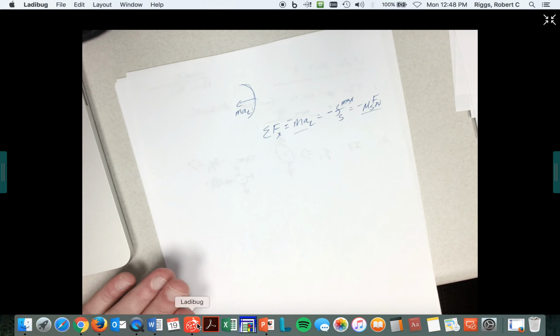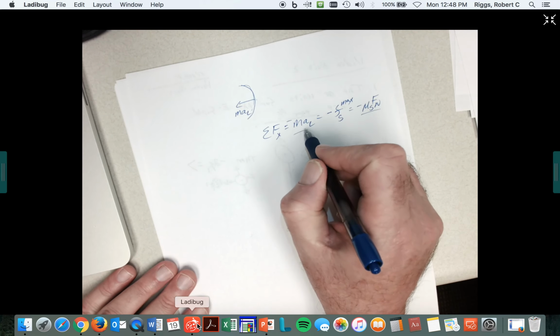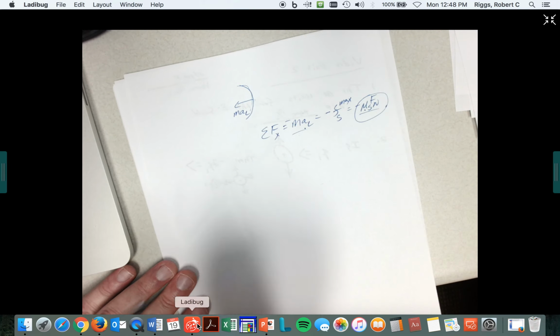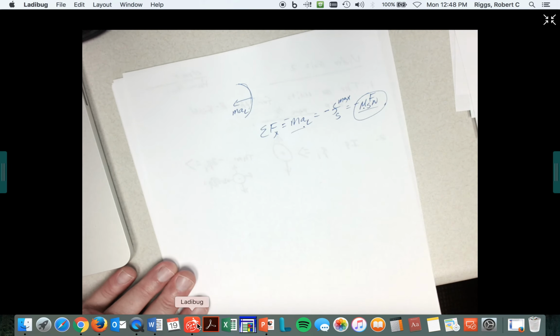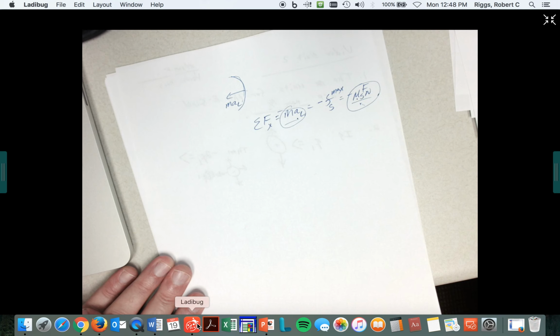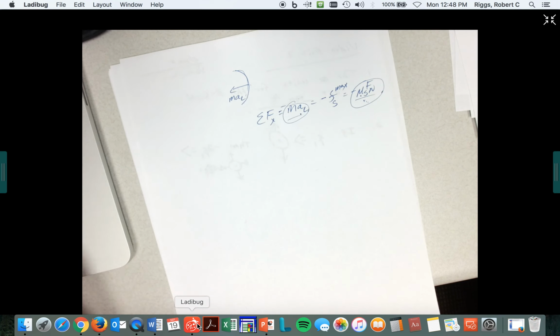All right. So if this turns out to be larger than this, see, this is constant. That's not changing. But if this turns out to be larger than this over here, then your car is going to go off the road.